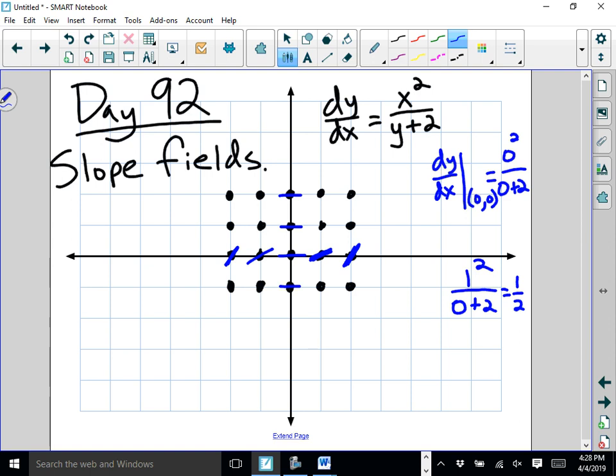All right, how about the point 1, 1? Well, that'll be 1 squared over 1 plus 3 (wait, 1 plus 2). That'll be 1/3. It'll be a slope of 1/3, kind of like 1/2, but even flatter. How about the point 2, 1? Well, that'll be 2 squared, which is 4, over 1 plus 3, which is 3. 4/3 is a slope of 4/3. It's like up 1, 2, 3, 4 over 1, 2, 3. So it's like I'm aiming at this point right here. It's a slope pretty close to 1, but a little bit steeper than 1.